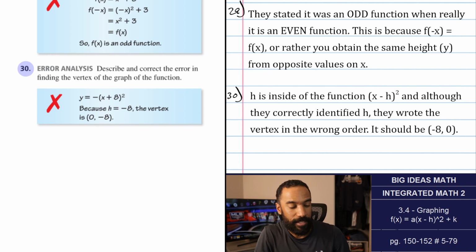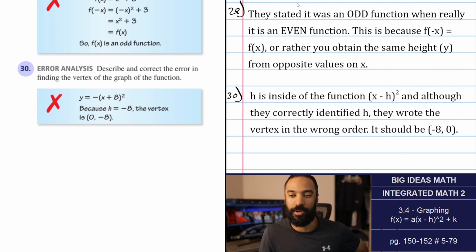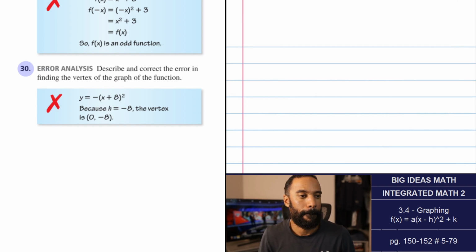And you do flip that sign. It has nothing to do with the negative out in front. It just has to do with that. That is h, and it should be negative 8 comma 0, not 0 comma negative 8.